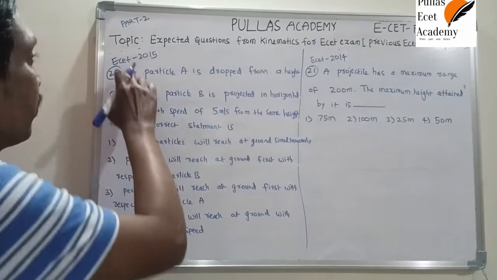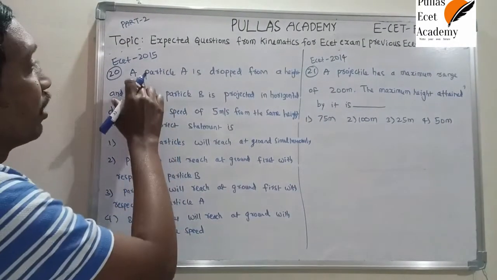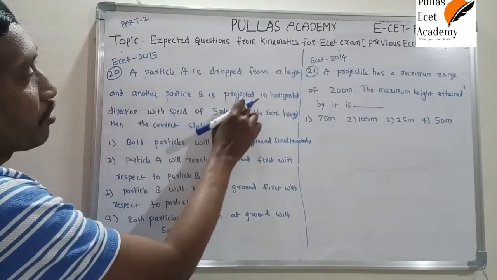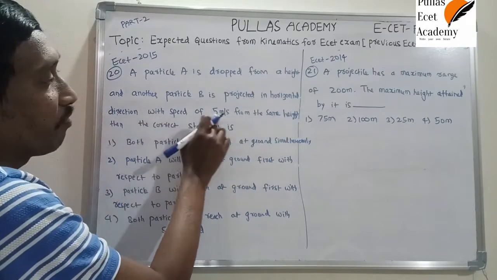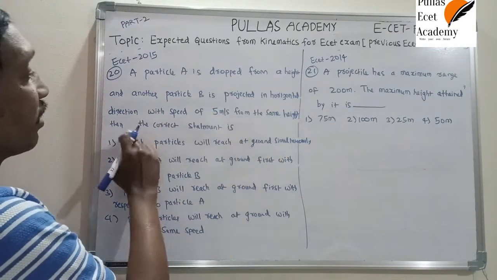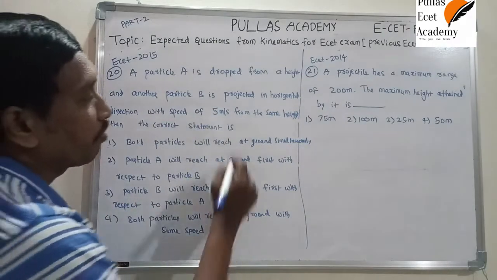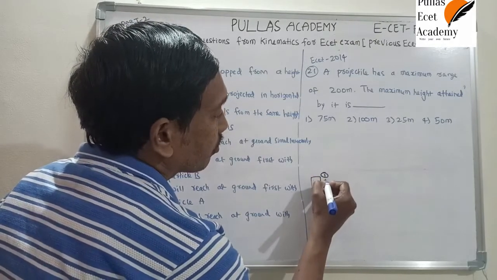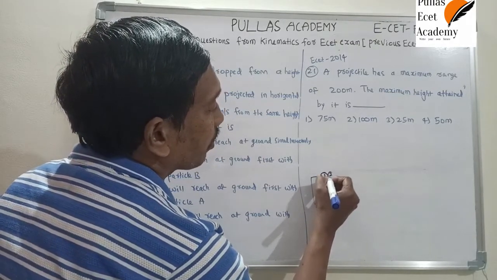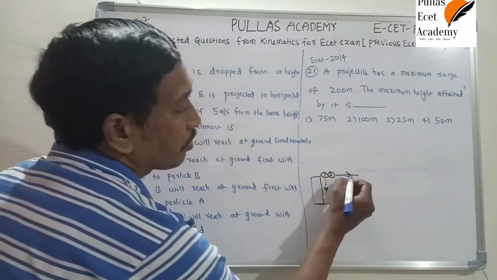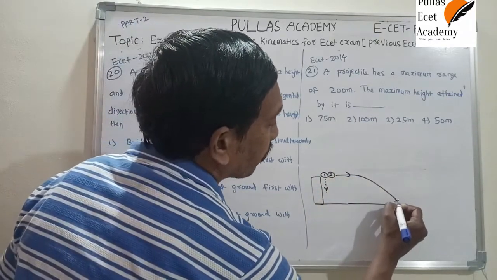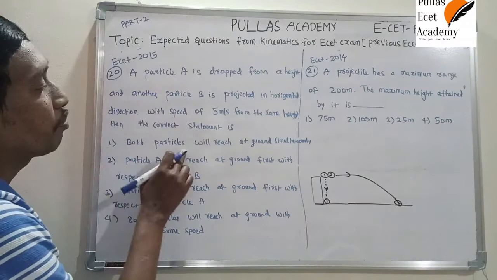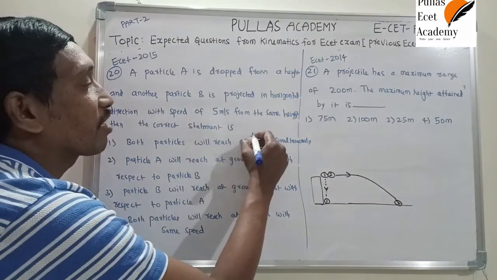The next question is repeated in Ecet 2015 paper. A particle A is dropped from a height and another particle B is projected in horizontal direction with speed of 5 meters per second from the same height. Then the correct statement. That means one object here, this is a certain height. One body is dropped freely and the second body is horizontally projected. Both reach the ground. So here the first option, both particles will reach the ground simultaneously, is the correct option.